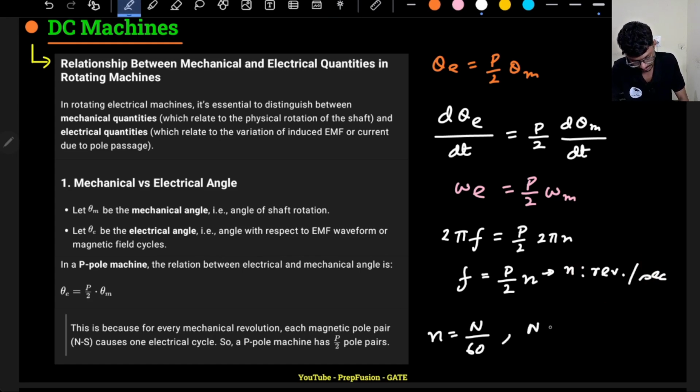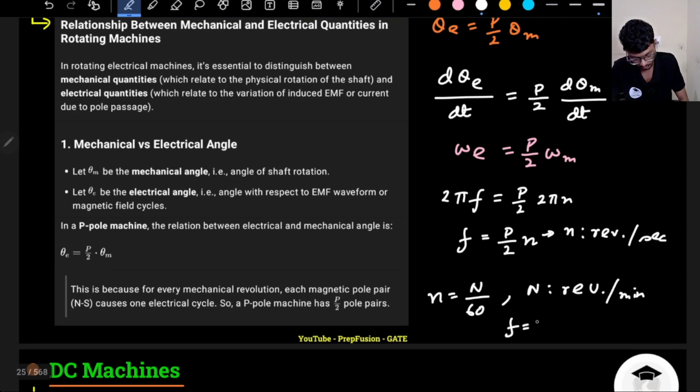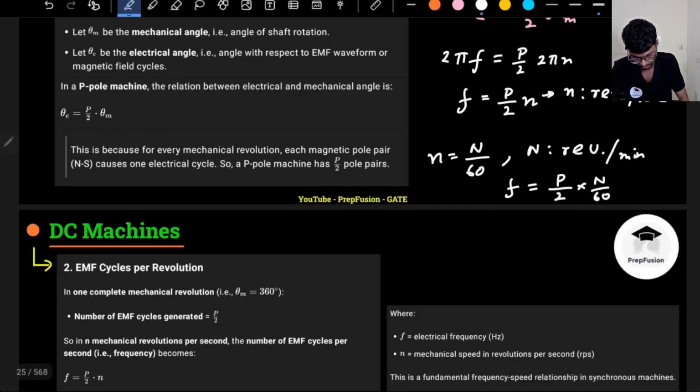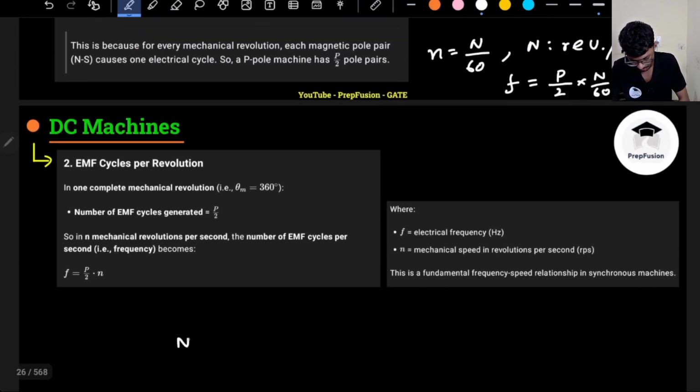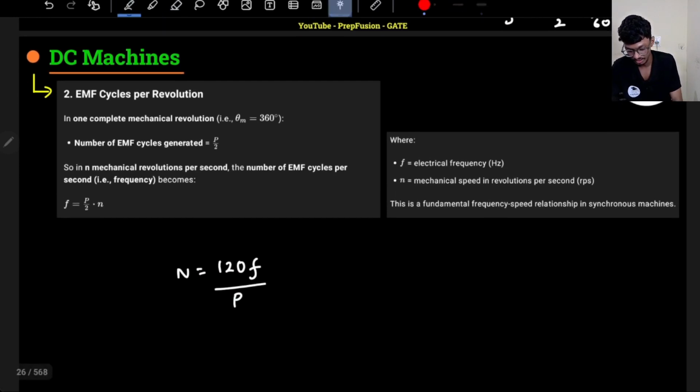So here N is revolutions per minute. Instead of seconds, I'm just converting this into minutes. So my equation f will be equal to P by 2 into N by 60. This is a very, very famous equation. Further you can write N equals 120 f by P. This will be used in your induction machines and synchronous machines as well. This is a very important relationship that you know. I know you have mugged it up, but today I have proved it in front of you, how it came.